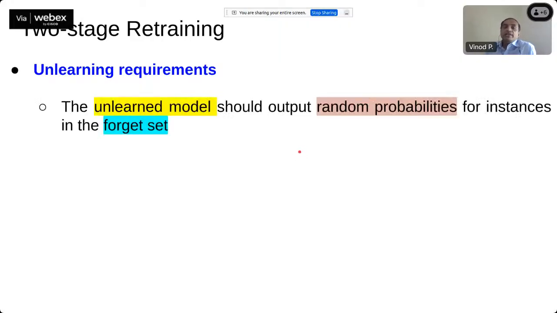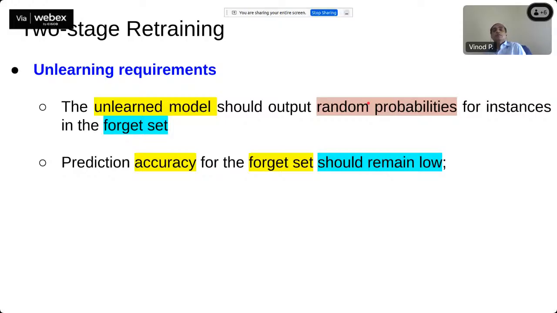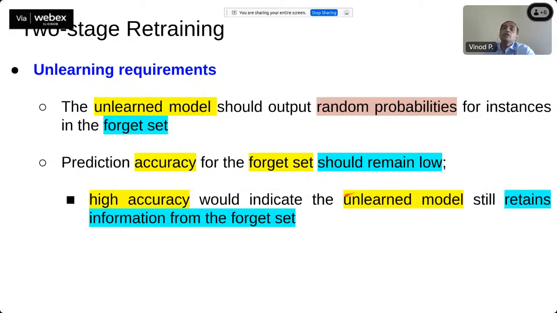The unlearning requirement is eventually to create a model which is called an unlearned model. When this unlearned model is presented with a forget set, the output should be some random probabilities. I give emphasis to the words random probability. The confidence score corresponding to the forget set should be very low. It should not be equal to 0, but it should be random. So the requirement is that the confidence score or accuracy corresponding to the forget set should be low.